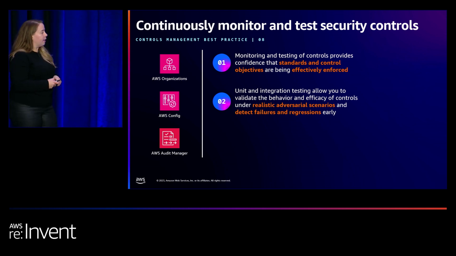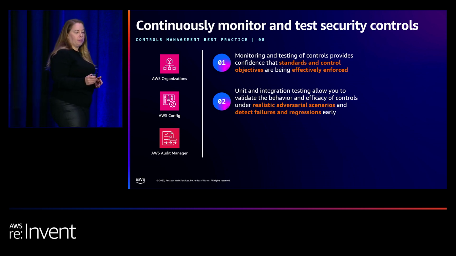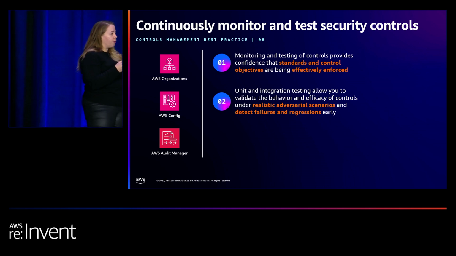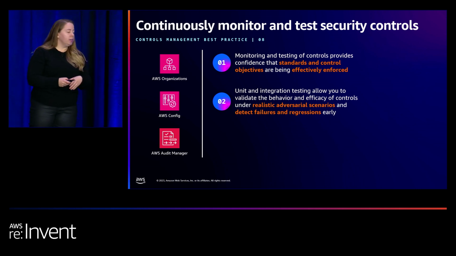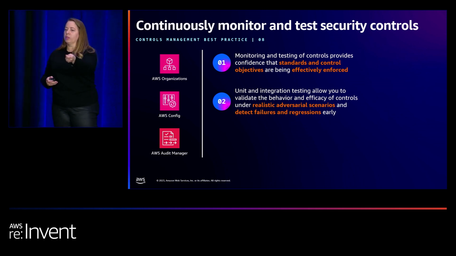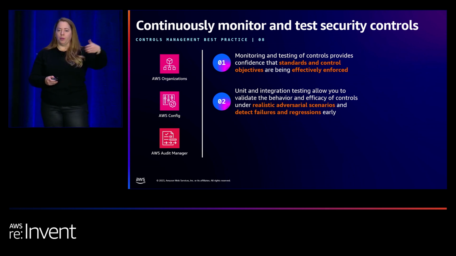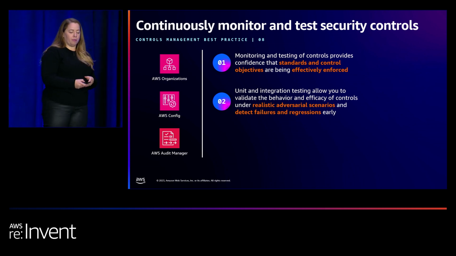You can also use canaries, right, that help validate the behavior and efficacy of controls under realistic scenarios, and really allows you to detect failures and regressions early. Organizations config, and actually Audit Manager is a great way to help automate your evidence collection. So if you are working with those audit and compliance teams, Audit Manager helps kind of translate that into their language, and then you have an automated report that also will help bring you into that next step of showing compliance.